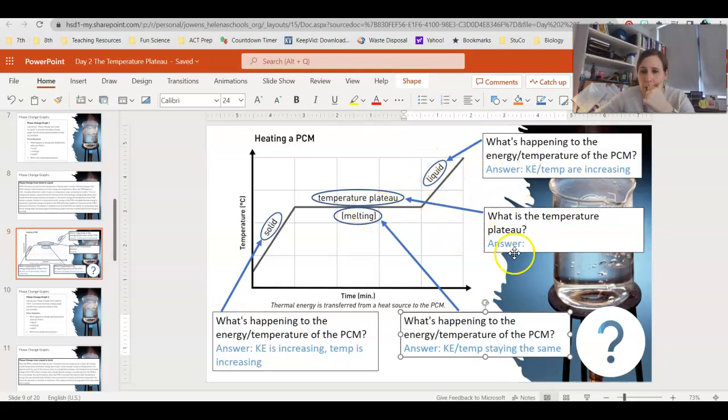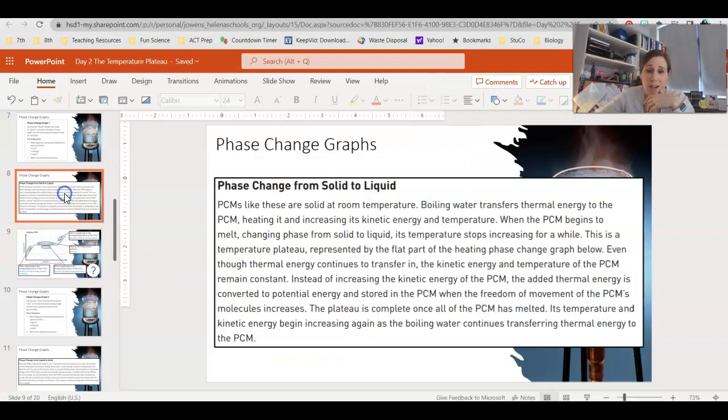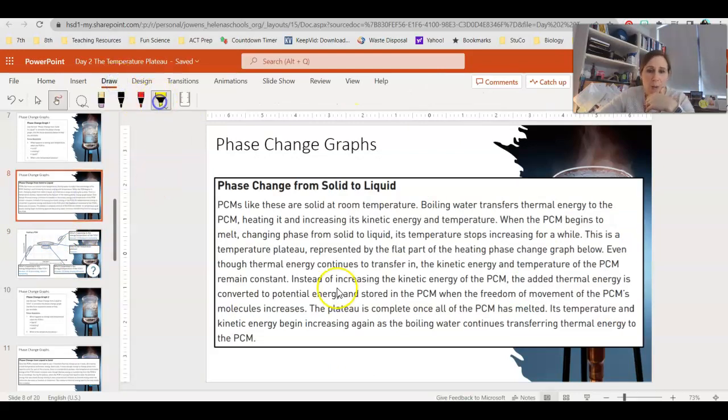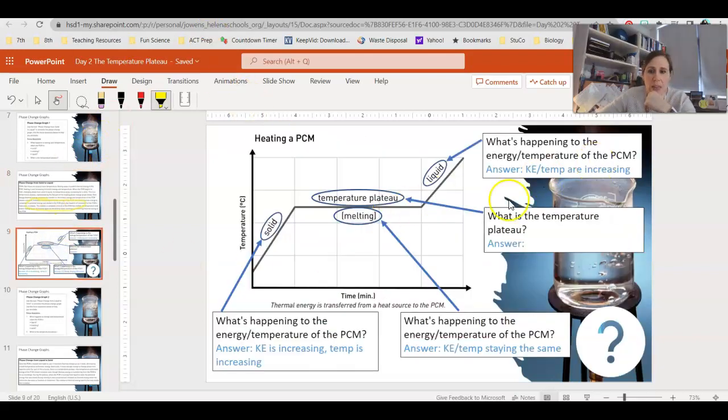Okay, the big one though is what is the temperature plateau? So describe to me what's happening with that temperature plateau. And again, we just talked about that. It's this whole little section right in here where we're talking about the potential energy and storing energy. Okay, so you're going to describe how that potential energy is useful for that PCM. So go ahead, answer that question there.